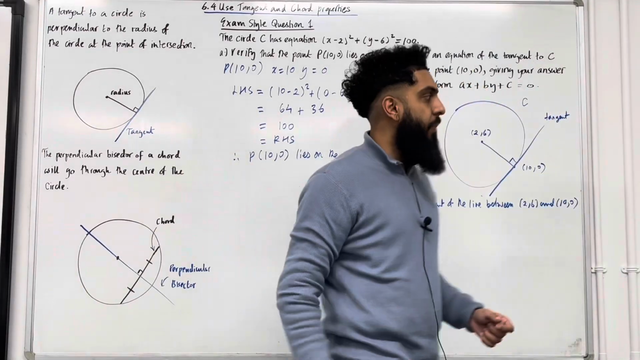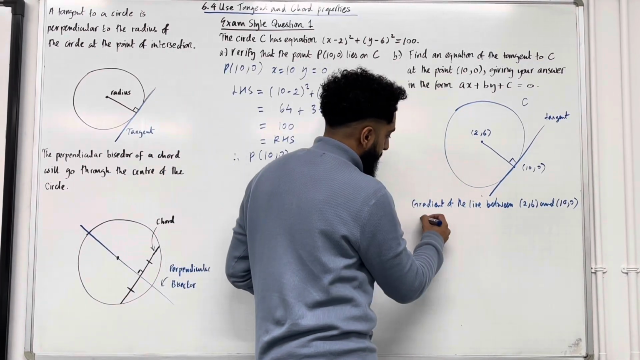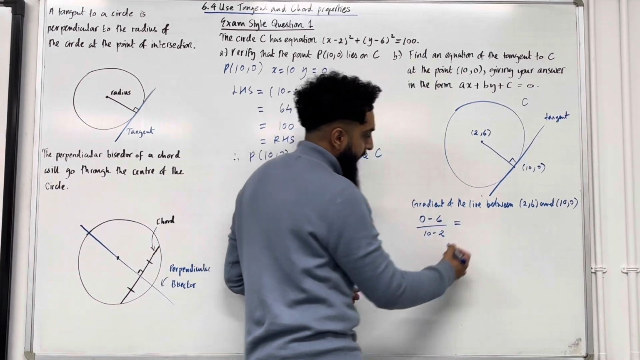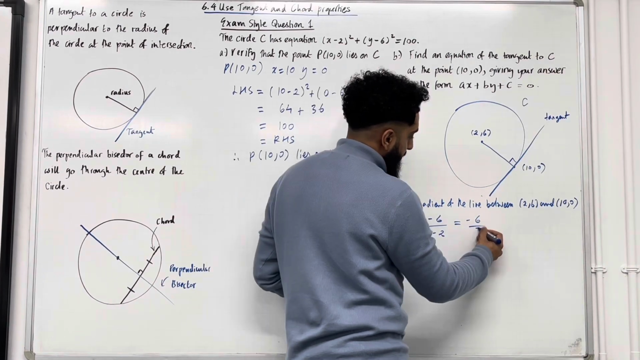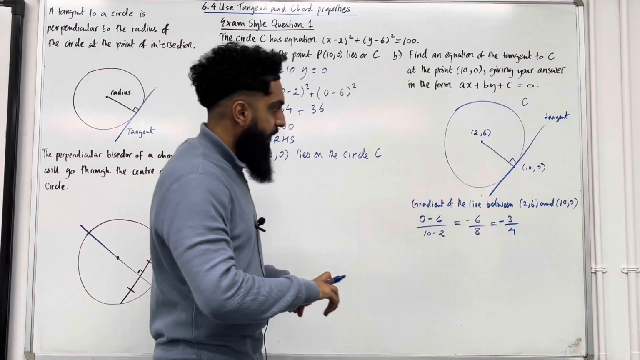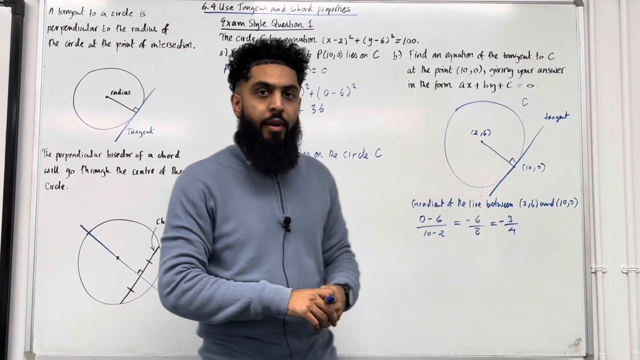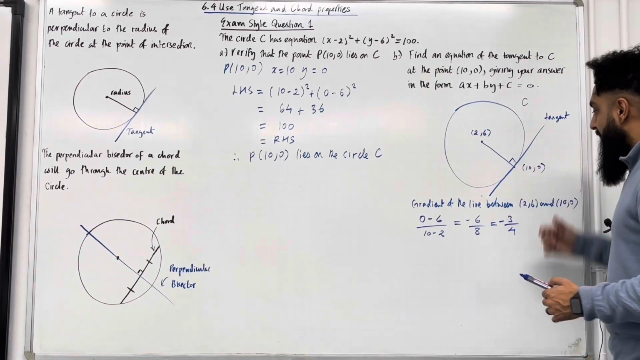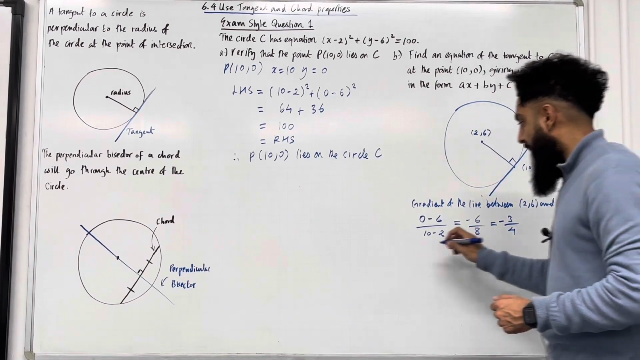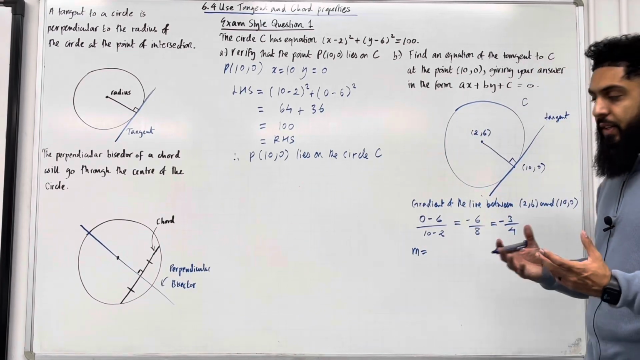So we have to use y2 minus y1 over x2 minus x1. So if I use this formula, I have 0 minus 6 all over 10 minus 2. So this gives me minus 6 over 8. And if I simplify this, I get minus 3 over 4. Okay, so that there is the gradient of the line connecting the points 2, 6 and 10, 0. The gradient of the tangent will be the negative reciprocal of this because the tangent is perpendicular to the radius. So my gradient m is equal to the negative reciprocal of minus 3 over 4. This is 4 over 3.